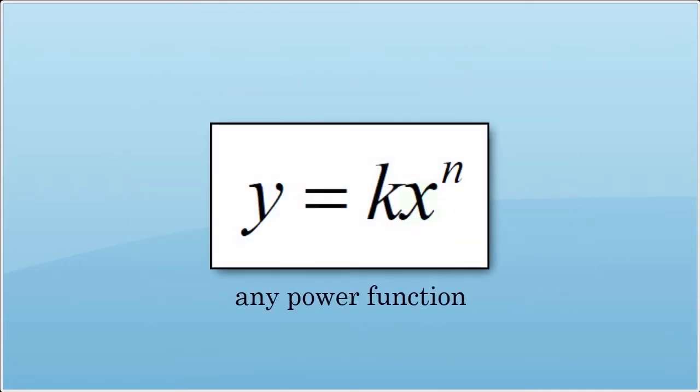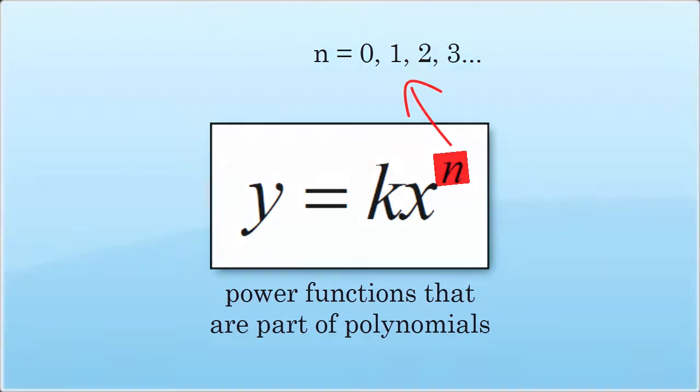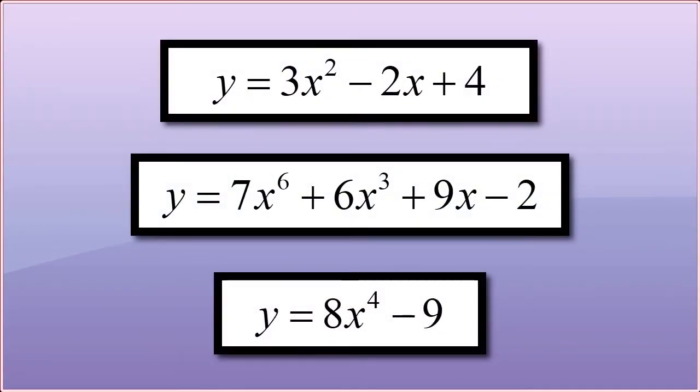In the primer on power functions, we saw that a power function has a variable as the base and any constant as the exponent. Polynomials, though, only allow power functions with 0 or positive integers in their exponent. Recall that integers are whole numbers. Shown on the screen are several examples of polynomials. Notice that each term is combined through addition or subtraction. Also, the exponent in each individual term is either 0, which is a constant, or a positive integer.